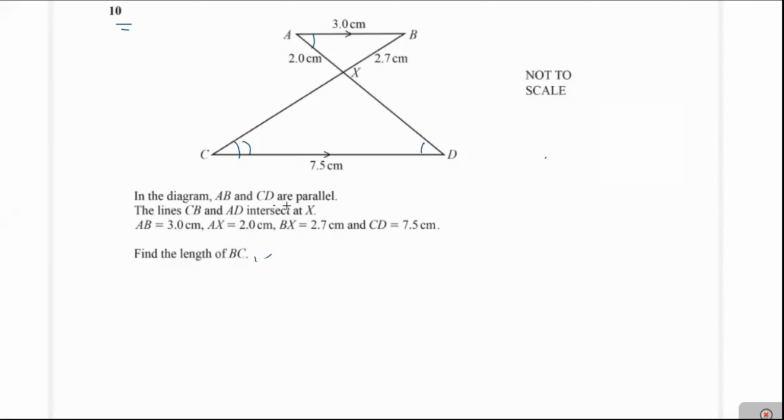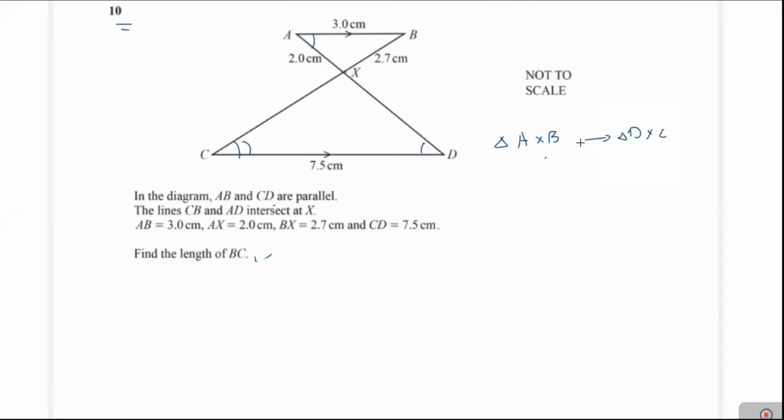Question number 10. In the diagram, AB and CD are two parallel lines, and the lines AD and BC intersect at X. The lengths AB, AX, BX, and CD are given here. Find the length of BC. You see here, there are two triangles. One triangle is named triangle AXB, and the next triangle is DXC.